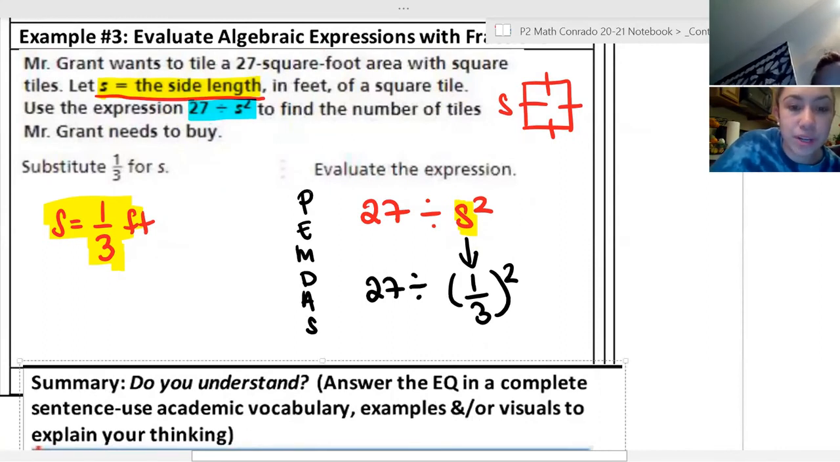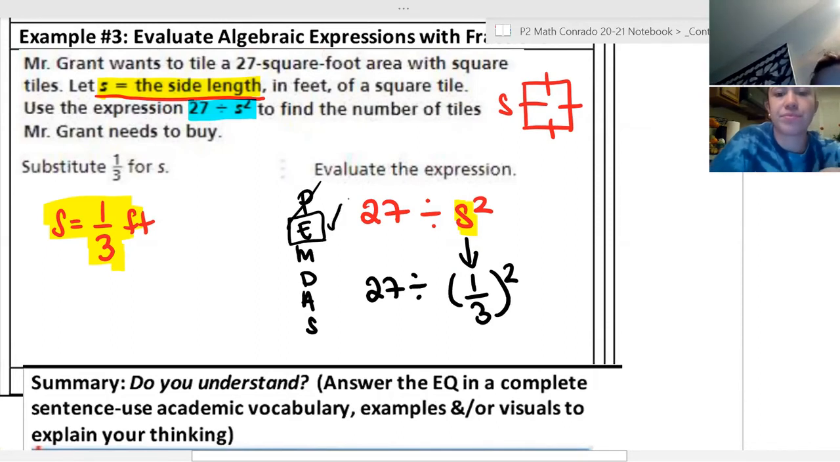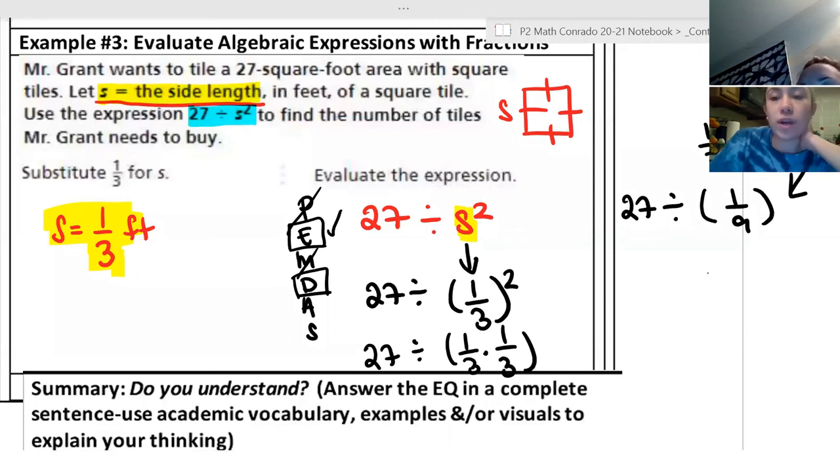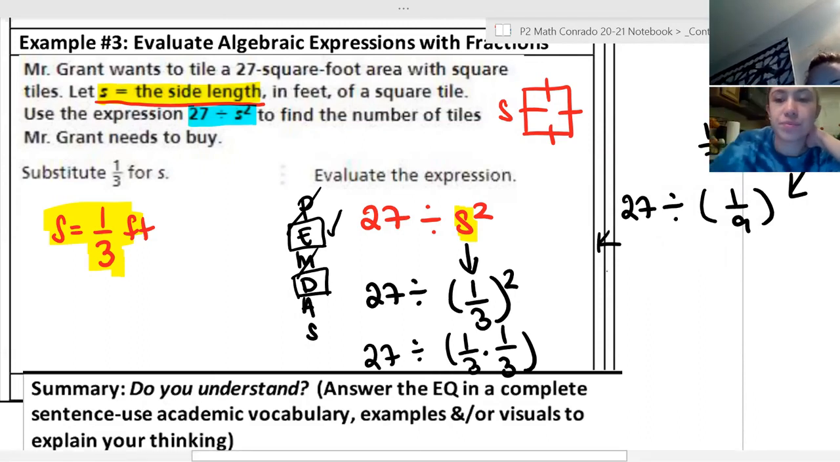We don't have any parentheses, but we do have exponents. 1/3 squared is like saying 1/3 times 1/3. So when we square 1/3, we get 1/9. So now let's divide: 27 divided by 1/9. We know keep, change, flip, so we're going to keep 27.